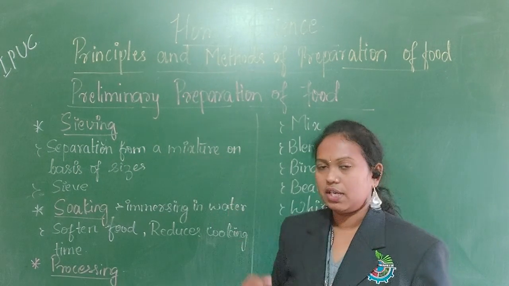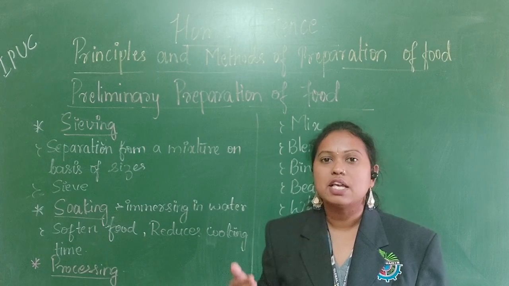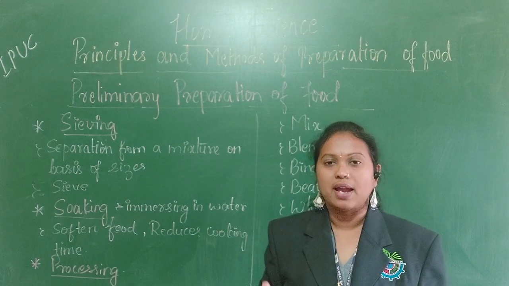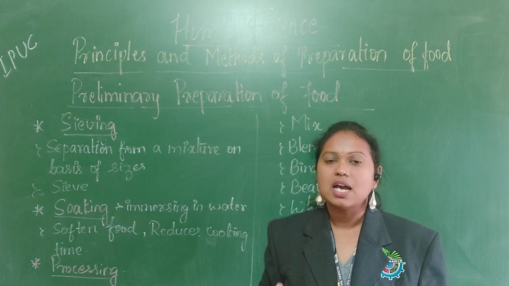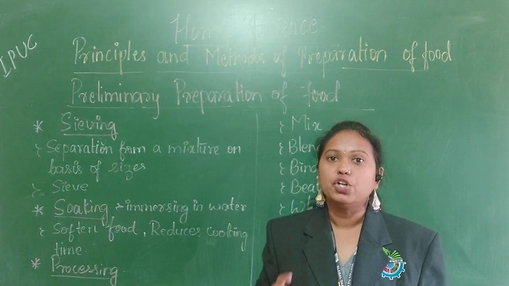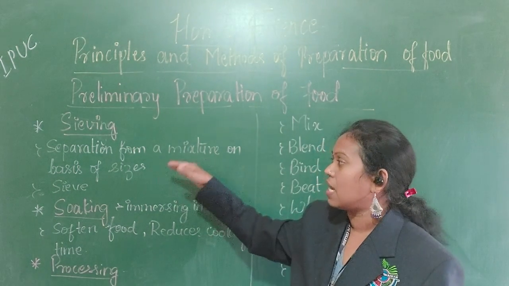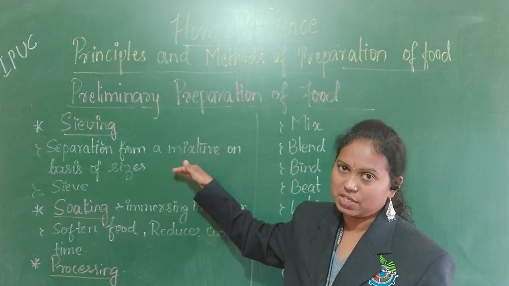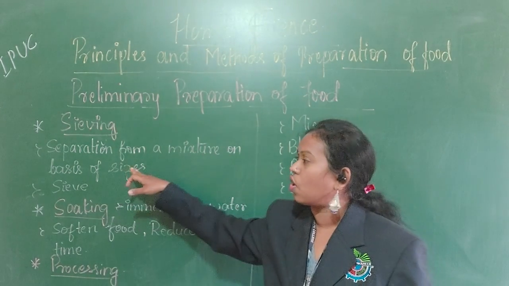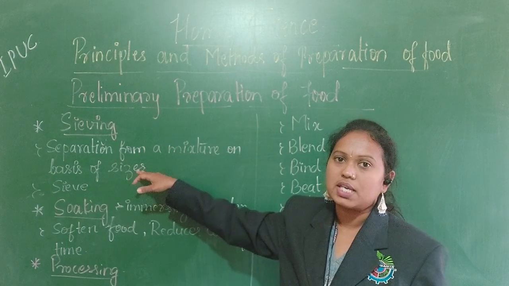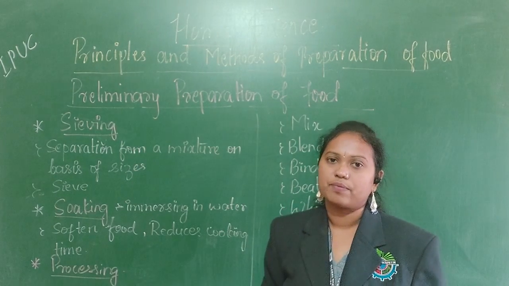So, sieving is a very important step, and this is defined as a method in which two or more components of different sizes are separated from a mixture on the basis of what? On the basis of difference in their sizes.